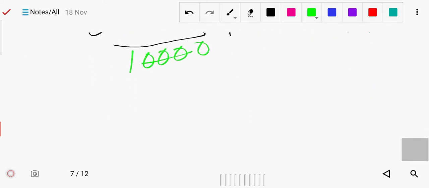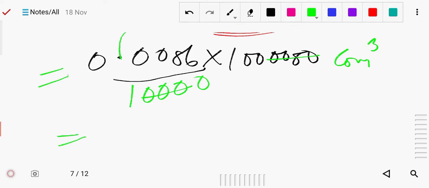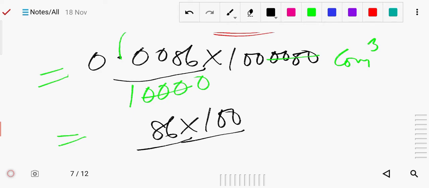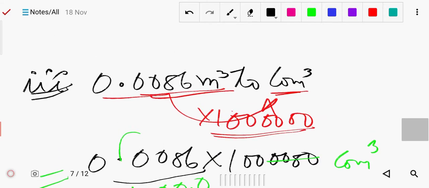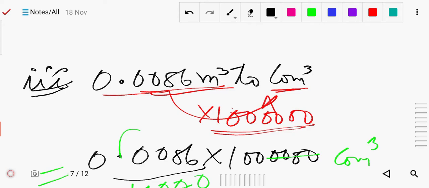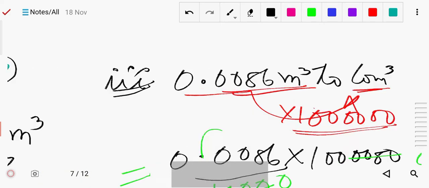Now next you can solve. This is 86 only, into 100. 86 into 100 will be 8600 centimeter cube. This is your answer. So you only have to see which unit you are converting from, higher to lowest or lowest to highest, so that you take care.